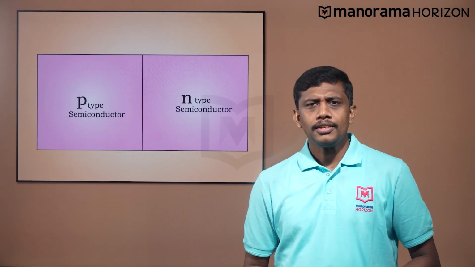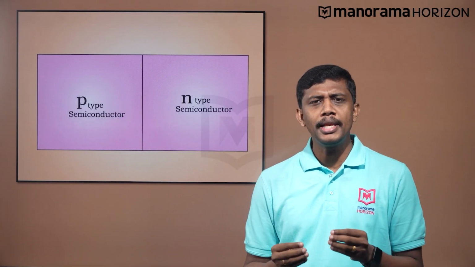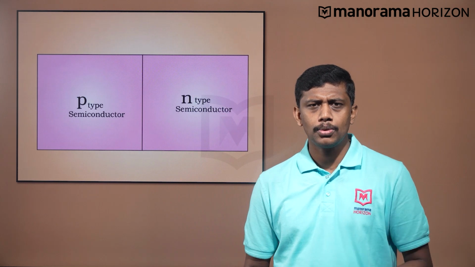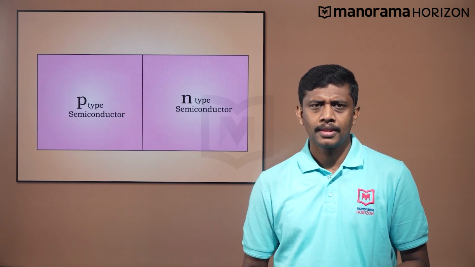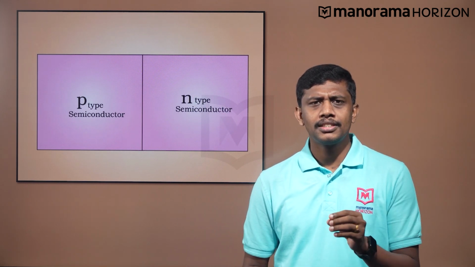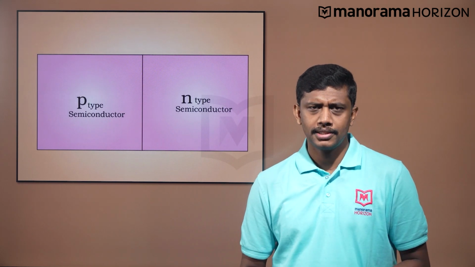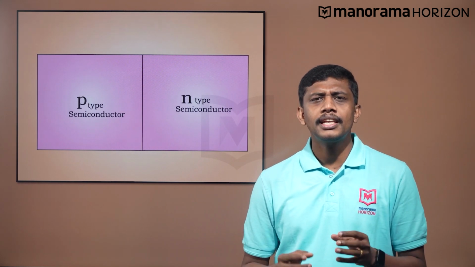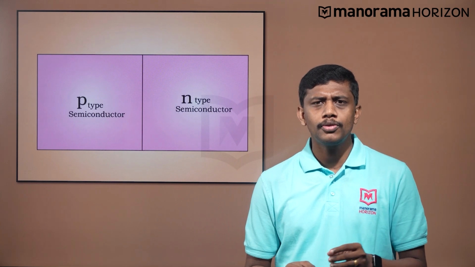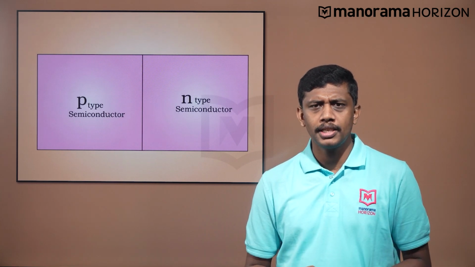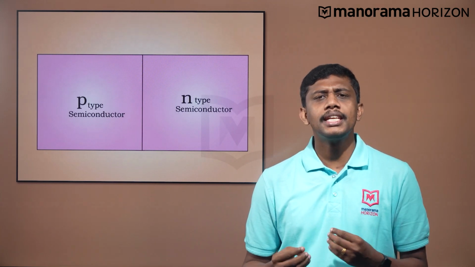A PN junction forms the basic building block of many semiconductor devices like diodes, transistors, etc. We will try to understand the structure and working of a PN junction. PN junction is an interface or a boundary between two extrinsic semiconductor materials, the P type and N type.